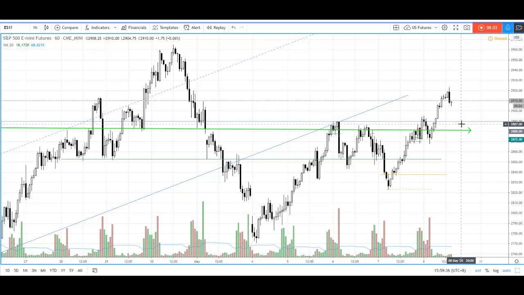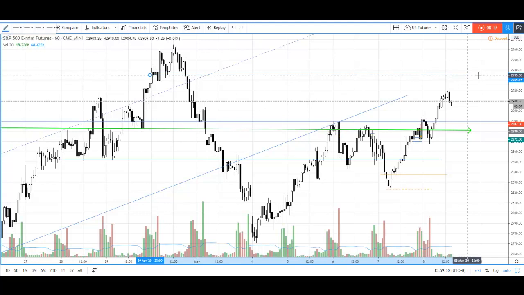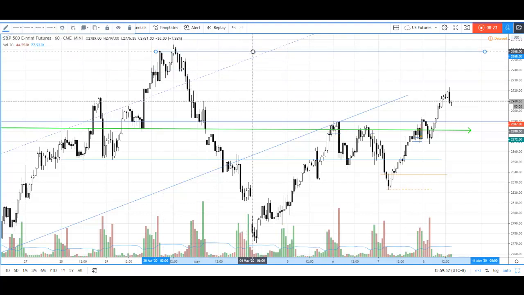For the key resistance and support areas I'm looking at, for resistance, obviously it is at 2930, somewhere around here. You can see that we have some kind of localized resistance area from here, and on top is obviously the swing high at 2960. So these are the two immediate resistance levels I'm watching.